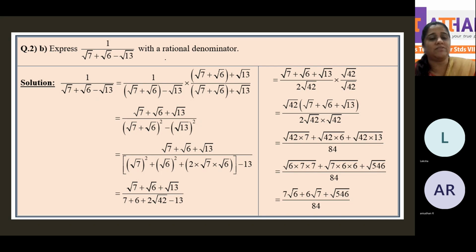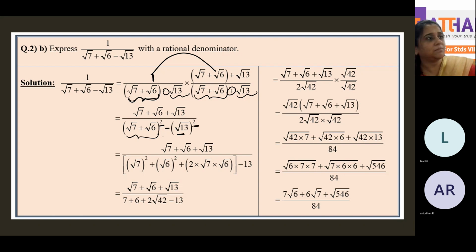And then you can see I've multiplied the numerator. So 1 it is, so you can just leave it. 1 into this one, so it's the same thing. So I've just written root 7 plus root 6 plus root 13 divided by, this is A, this is B, this is B, and minus plus. A plus B into A minus B is A square minus B square. What is A? Root 7 plus root 6. This is A. A square minus B square.